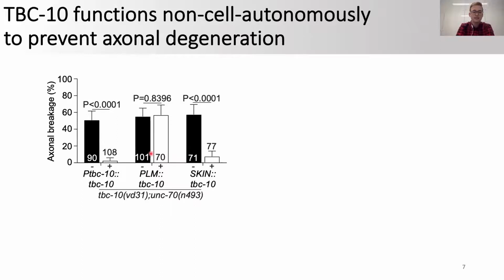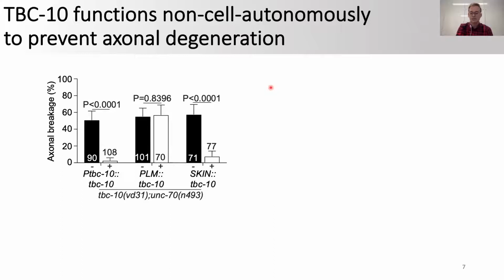Curiously, instead, we see a full rescue of this phenotype when we express wild-type TBC10 within the surrounding skin, which is able to fully rescue these axonal breaks. And this was quite a surprising result, and strongly supports a model in which TBC10 functions in the surrounding epidermis to protect this embedded neuron from degeneration induced by spectrin dysfunction.